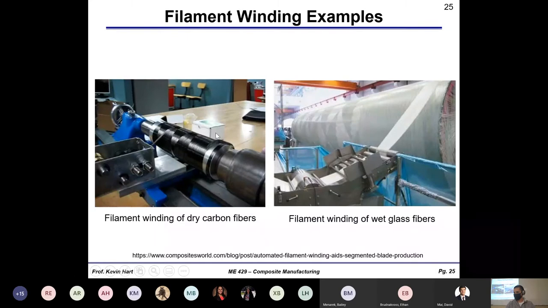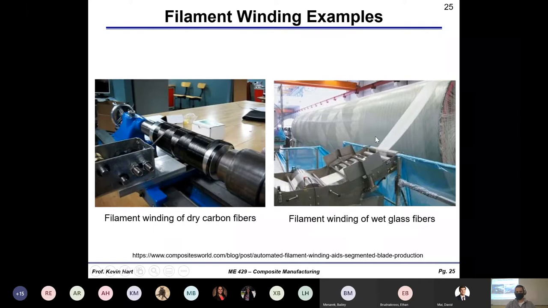Here are a couple of examples. On the left here, you see some carbon fibers coming off of some spools over to the left. It's being wound around what looks like an aluminum mandrel, in just a 0-degree orientation. And this just shows you dry carbon fiber being woven around using this filament winding process.